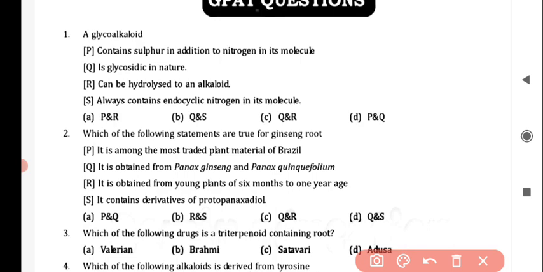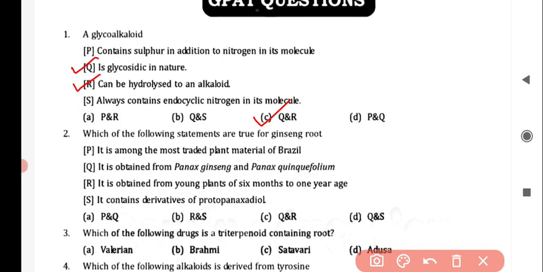A glycoalkaloid is, and the correct answer is option Q, that is glycosidic in nature and can be hydrolyzed to an alkaloid. So option C is correct for this question.